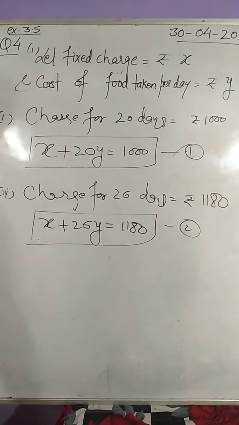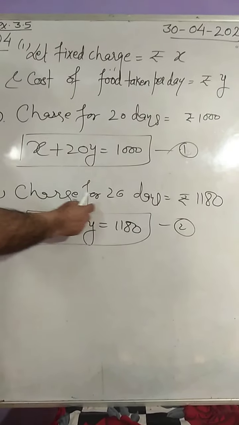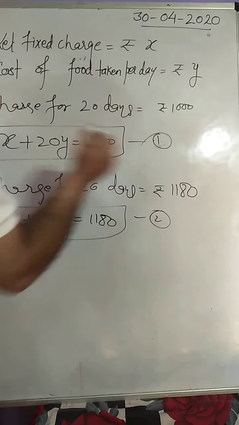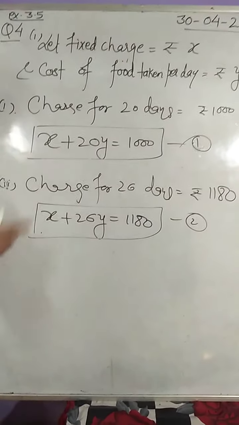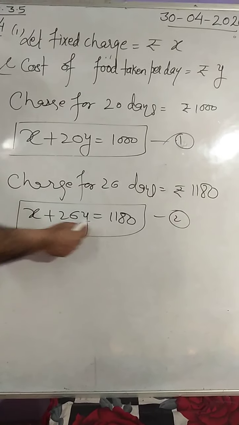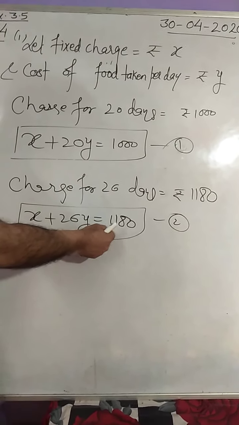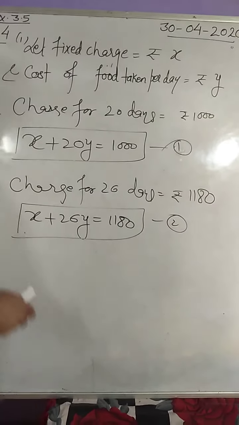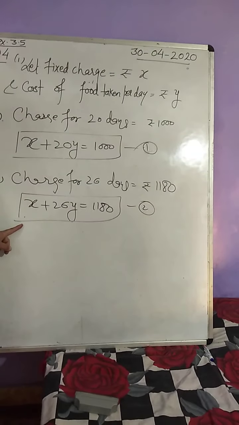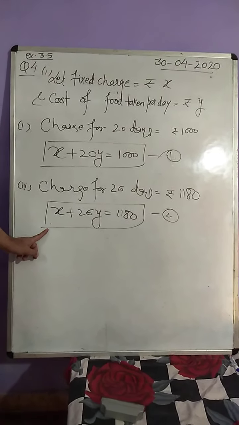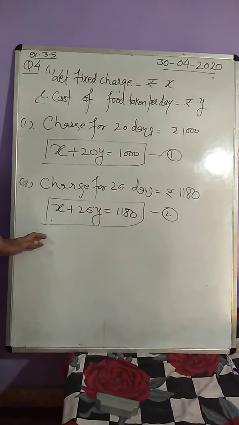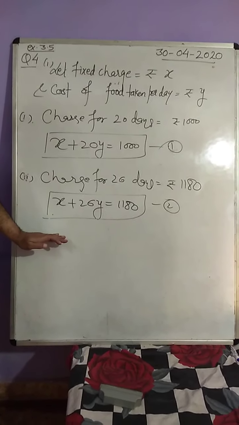We got the first equation. Second, we are given the charge for 26 days, which is 1180 rupees. Fixed charge is x, per day is y, so 26 days is 26y. So it is x plus 26y equal to 1180. We got the two equations. Now you have the freedom to apply any method, but in this case I would suggest the elimination method is the best because the x terms are the same. Just do the elimination by subtracting the two equations.